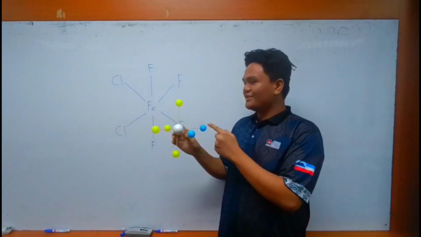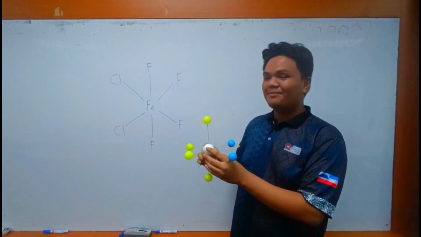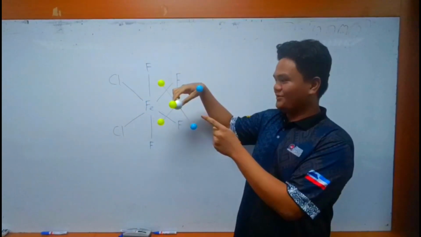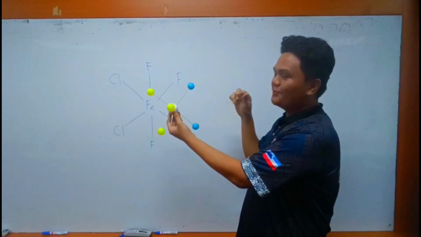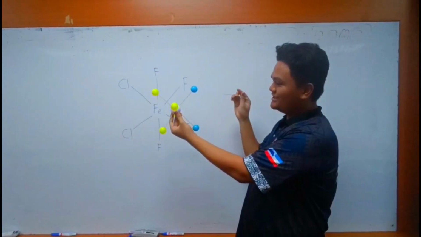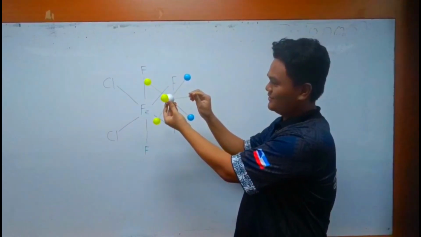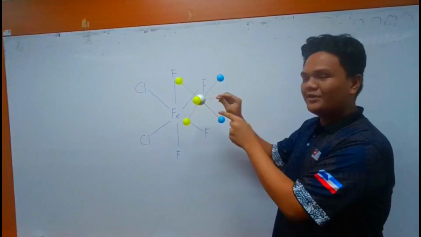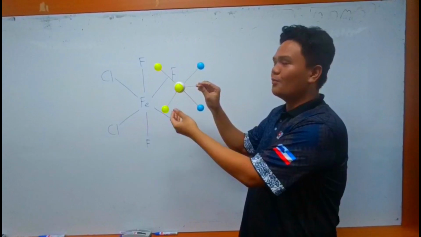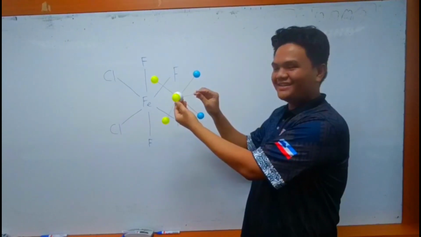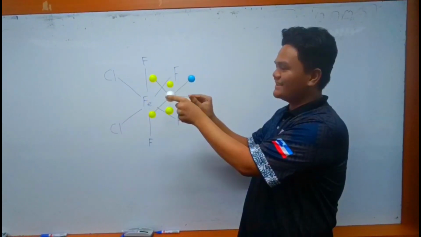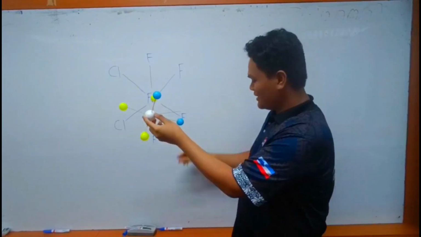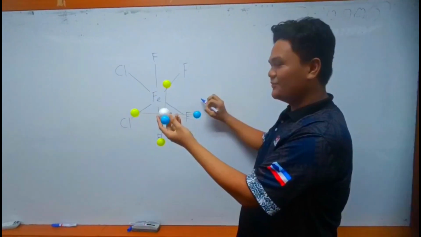For this question, we can find the C2 location by looking at the top view of this molecule. From the top view, we can find the C2 location, which is here. If we rotate this molecule by 180 degrees, it will still have the same configuration as before. So for this question, we can see that the C2 is here.